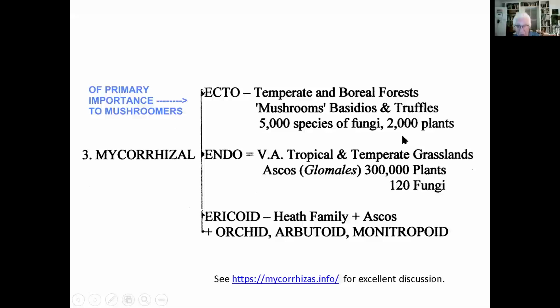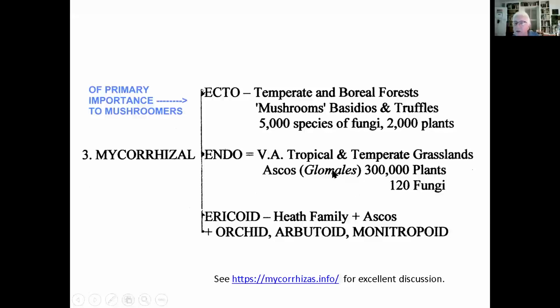Here's something important. There are 5,000 species of ectomycorrhizal fungi, give or take 1,000. These numbers keep changing all the time, but it's a lot of fungi. They service 2,000 plants. That's quite different from the endomycorrhizal fungi, where there are 300,000 species of plants that are serviced by only 120 fungi or thereabouts. So they're very different in the way they associate and the way they act.